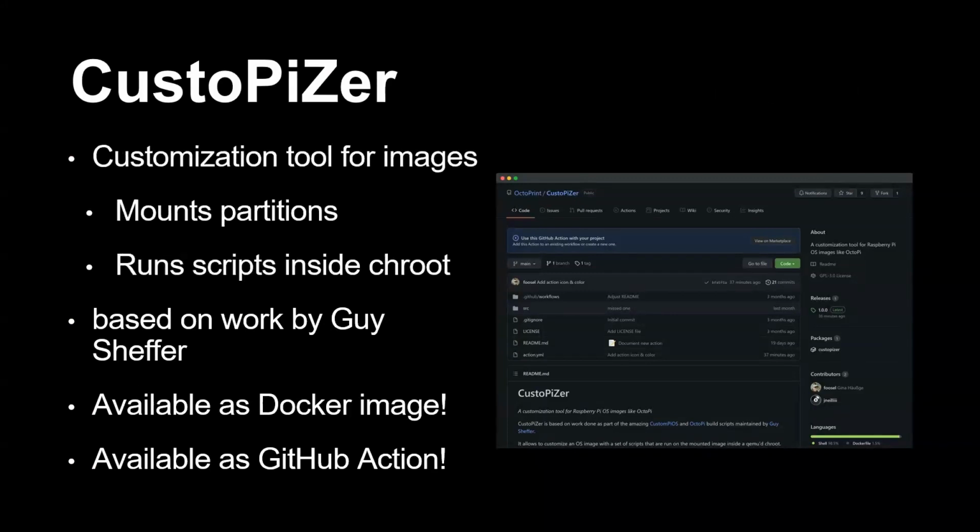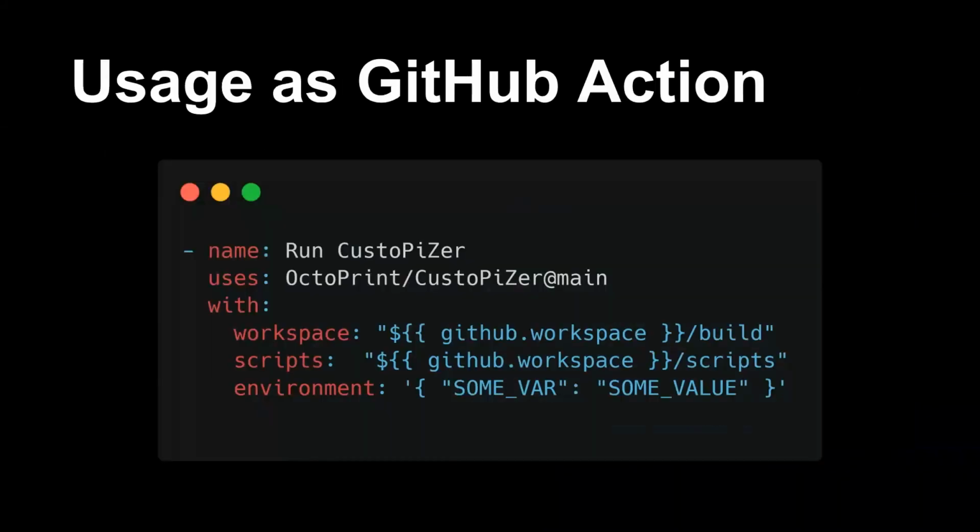So big kudos to Guy for sharing that and having done such an amazing job in maintaining it over the years. Custopizer is available as a Docker image, so you can simply run it on your own development machine, but it is also available as a GitHub action. And this is how you run it as a GitHub action.